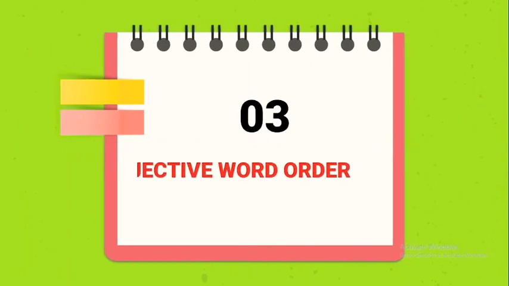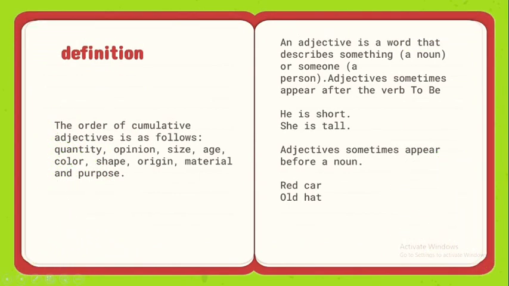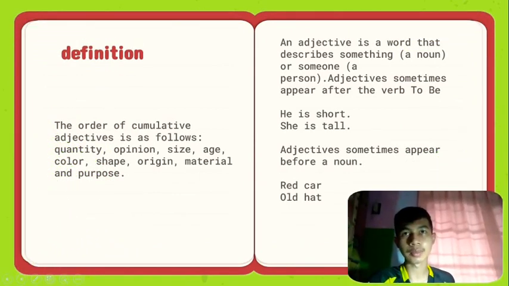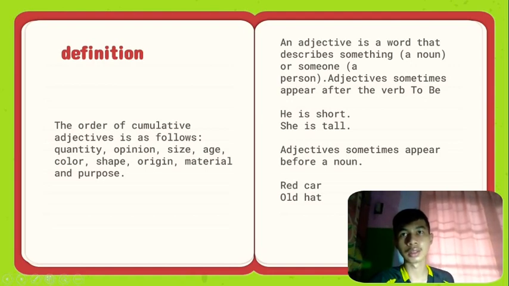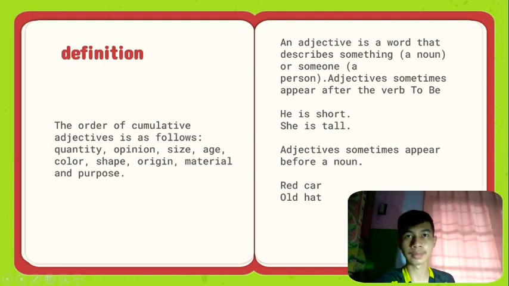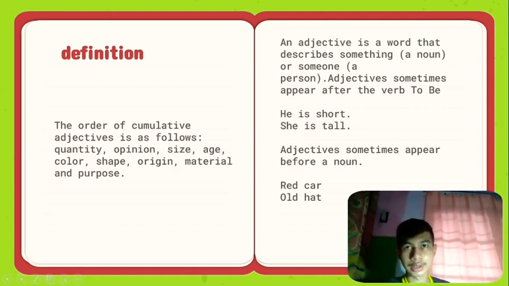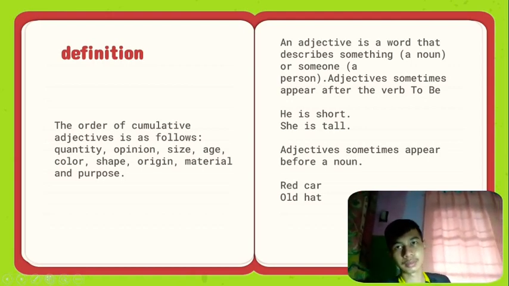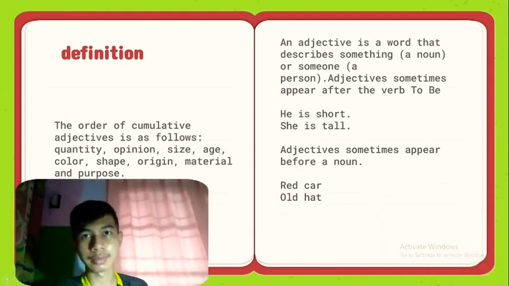Number 3. Adjective word order. What is an adjective? Adjective is a word that describes something, a noun, or someone, a person. Adjectives sometimes appear after the verb to be. Example: he is short, atau she is tall. And adjectives sometimes appear before a noun. Example: red car, old hair.